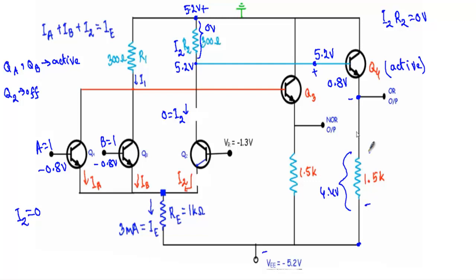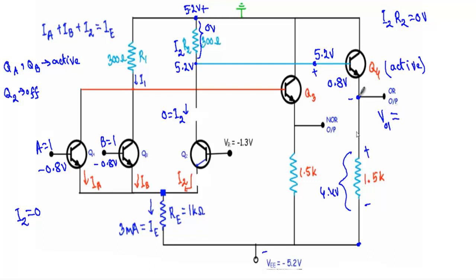Okay, so from this terminal to this terminal minus 4.4 volt, and from this terminal to this terminal minus 0.8 volt, and from this terminal to this terminal 0 volt. So I will get minus 5.2 volt between this terminal and this ground terminal. Now I denote this voltage with VO1.